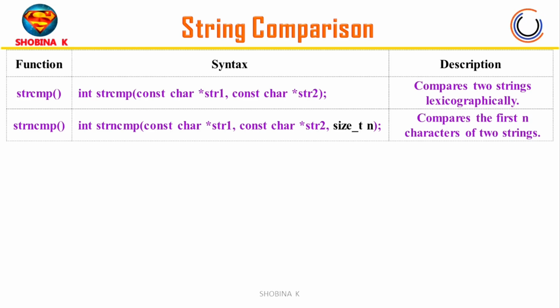It indicates that strcmp returns an integer value. strcmp is the name of the function. It stands for string compare. It is a standard C library function used for comparing two strings lexicographically. Const char asterisk str1, const char asterisk str2. These are the parameters of the function. Each parameter is declared with a type and a name. Const char asterisk str1 declares the first parameter str1 as a pointer to a constant character, that is a string. The const keyword indicates that the characters in the string pointed to by str1 should not be modified by the function. Const char asterisk str2 declares the second parameter str2 in the same way as str1.